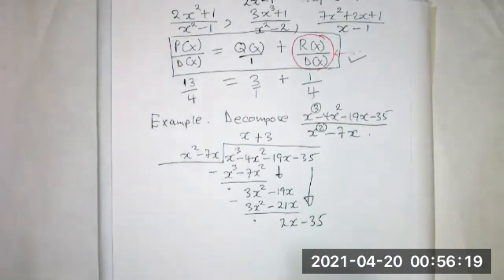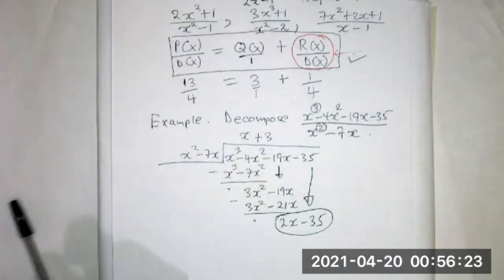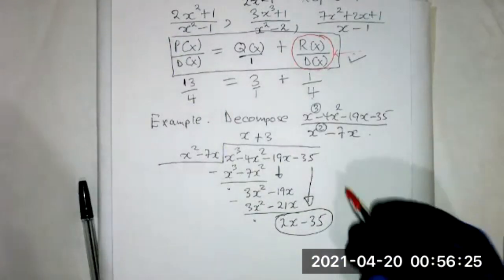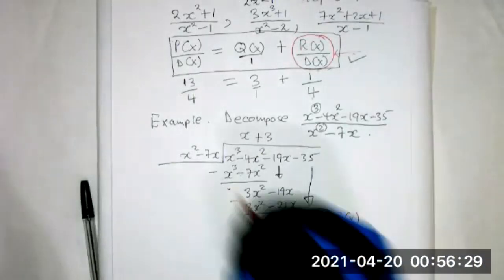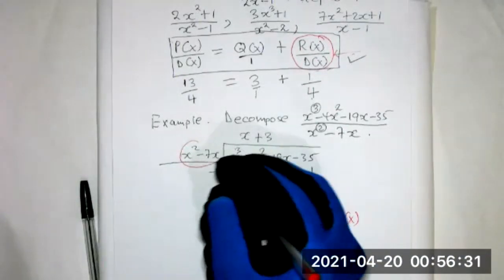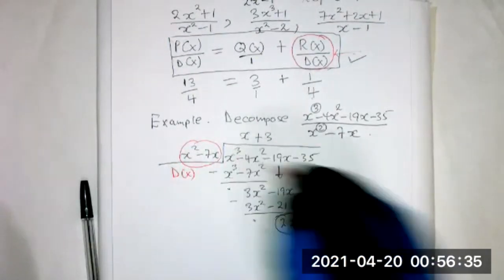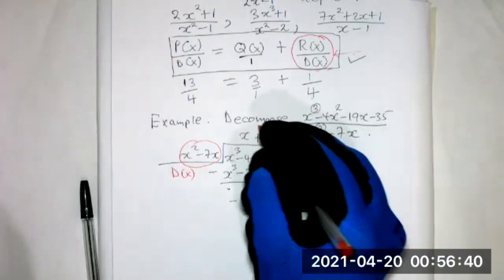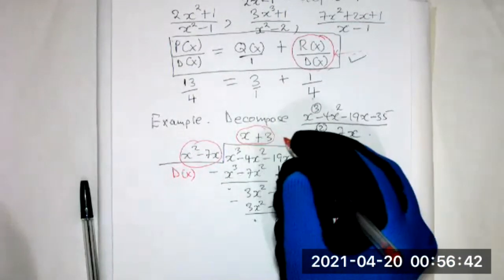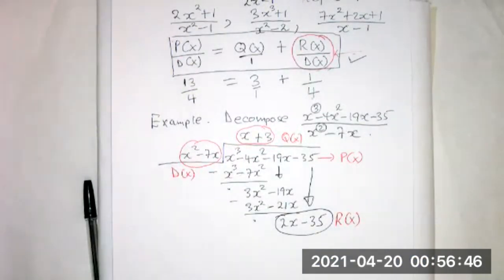So in other words, this is our r of x. This is our remainder, which is our r of x. This was the divisor, this is our d of x. And this is the original polynomial, which is our p of x. This is the quotient result, which is our q of x.